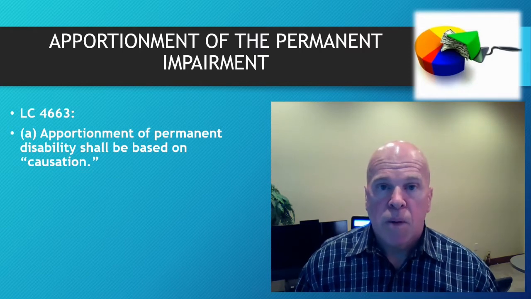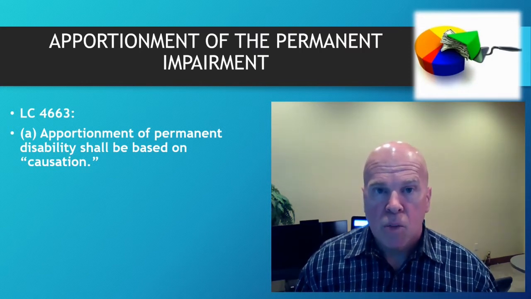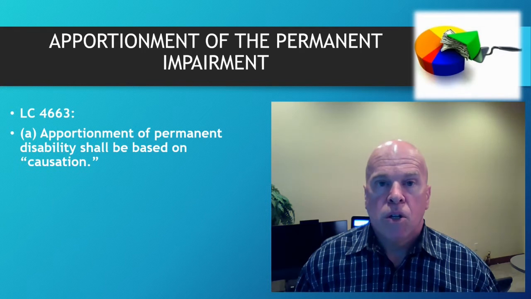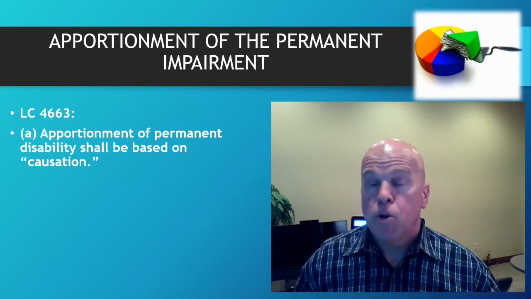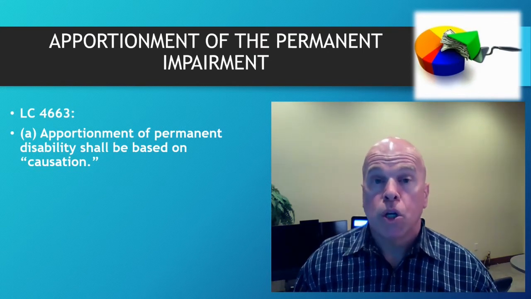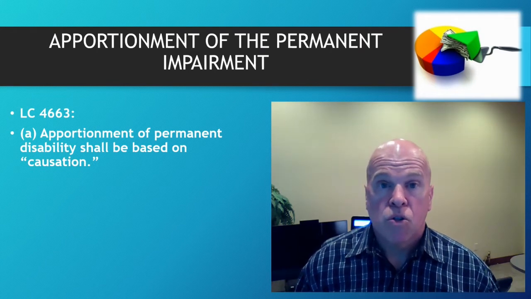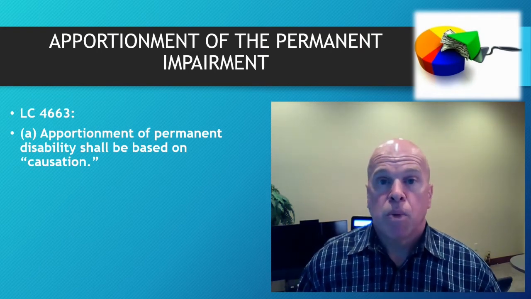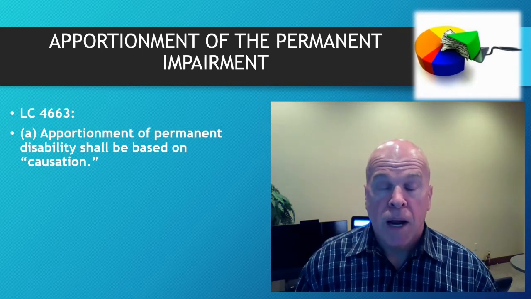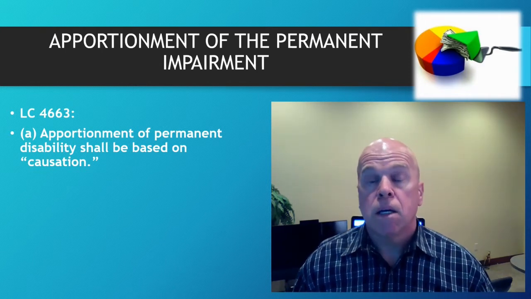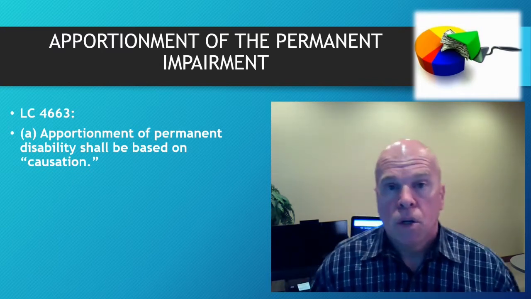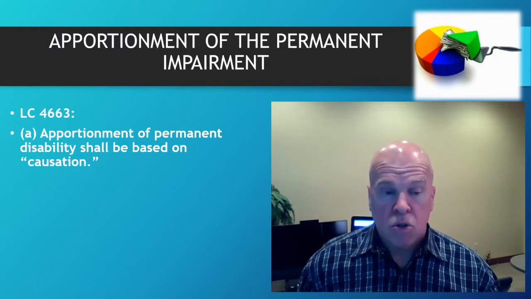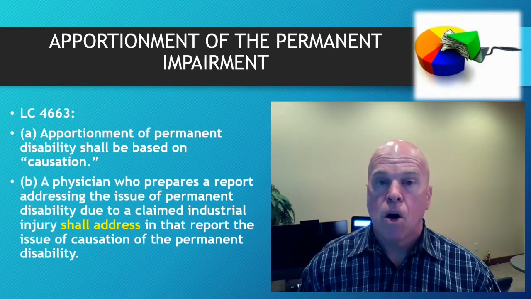So when we have an examinee who is permanent and stationary that has a permanent impairment rating, we need to think to ourselves, what are all the causes of that permanent impairment? What are all the causes? The employer is only responsible for the portion that's directly due to the industrial injury. But when the examinee is permanent and stationary and has a permanent impairment rating, there could be many causes contributing to that final permanent impairment. And it's our job to parcel out what are those causes. So apportionment is based on causation.